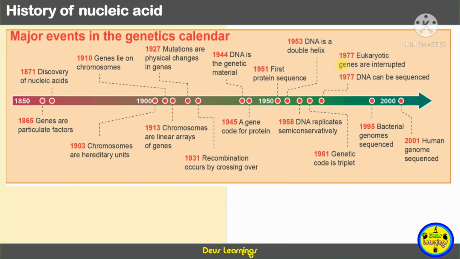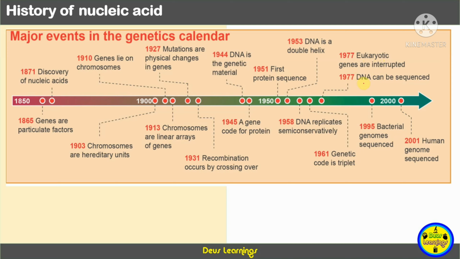Then in 1977, two things happened. First, eukaryotic genes were found to be interrupted. People found that introns are present when the mRNA is synthesized. The mRNA contains coding sequence and non-coding sequence. Those which can be translated into proteins are called exons, and those which cannot are called introns. People later discovered that splicing is the mechanism through which these introns are removed and exons are joined.